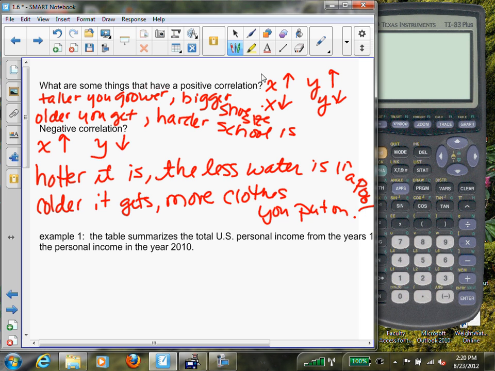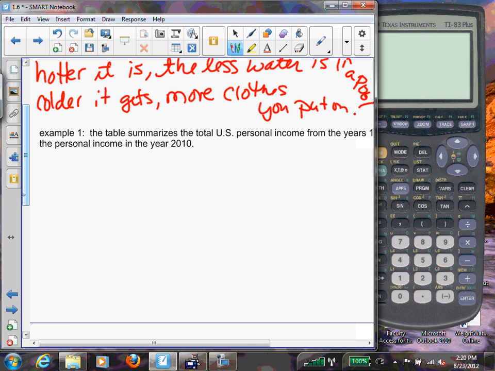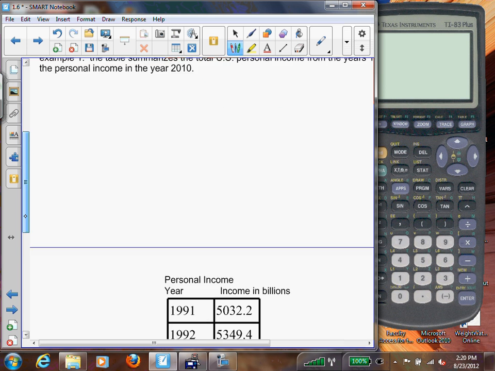Okay? All right. So what we're going to be doing is using our calculator to come up with correlations and decide if it's a positive or a negative, and define the line of best fit.